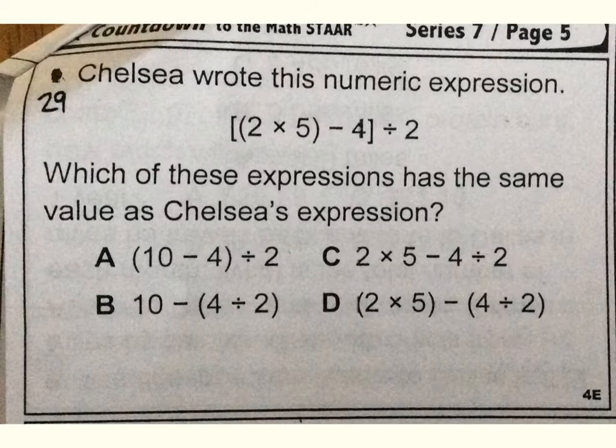Number 29. Chelsea wrote this numeric expression. Brackets, parentheses, 2 times 5, close parentheses, minus 4, close brackets, divided by 2. Which of these expressions has the same value as Chelsea's expression? Please remember to work out Chelsea's and then work out every single answer choice to find the same value.